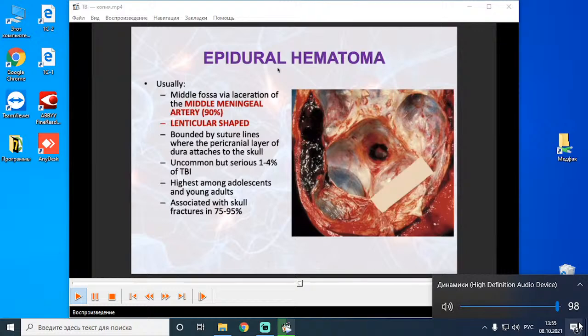Epidural hematoma, usually middle fossa via laceration of the middle meningeal artery, 90%, lenticular shaped, bounded by suture lines where the pericranial layer of dura is attached to the skull. Uncommon but serious, 1 to 4% of TBI, highest among adolescents and young adults, associated with skull fractures in 75–95%. Here you can see it. Epidural or extradural hematoma.